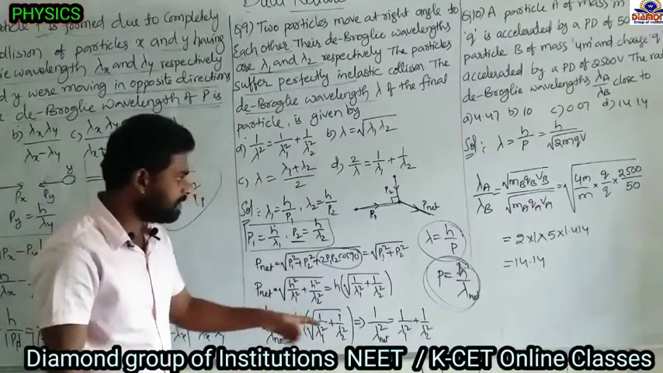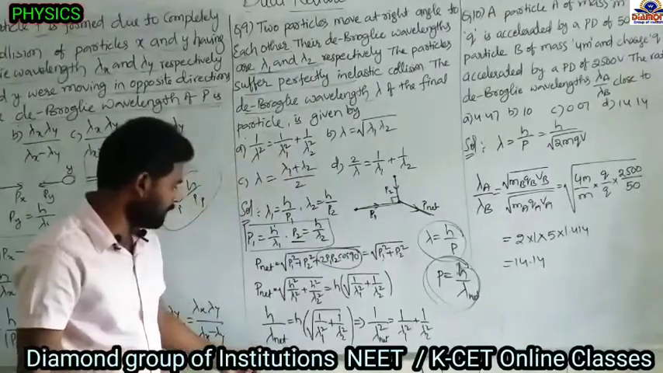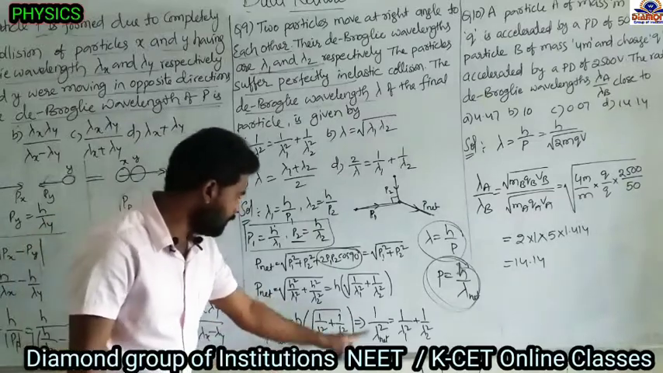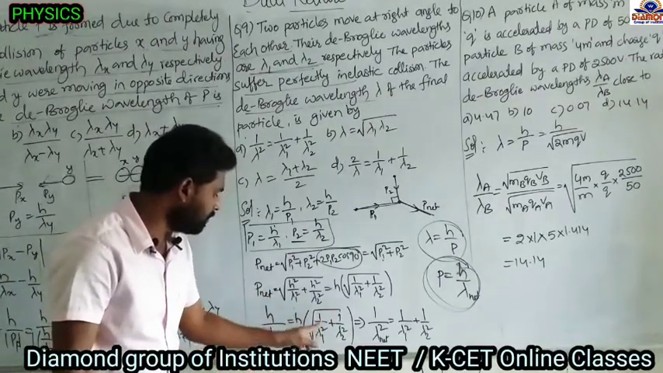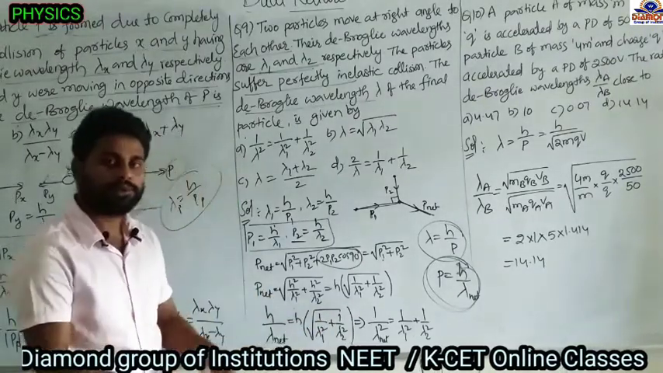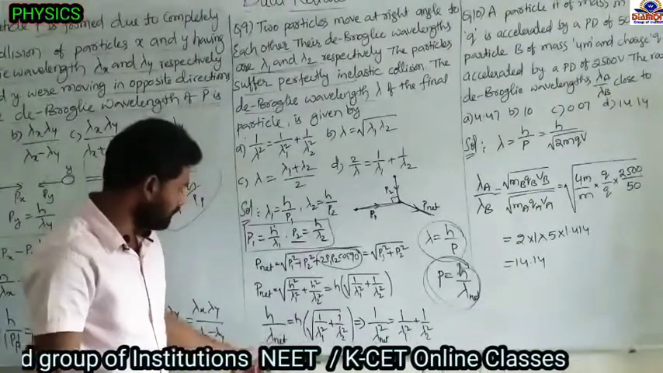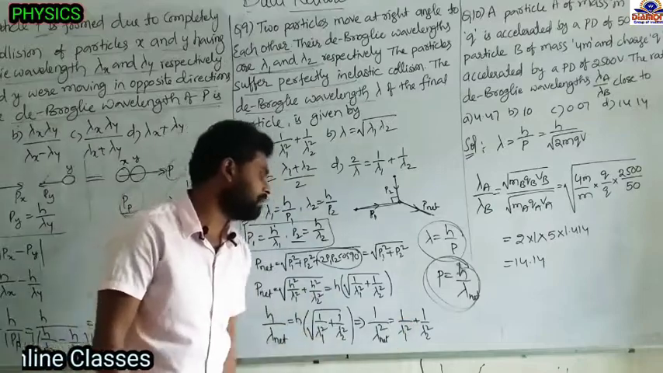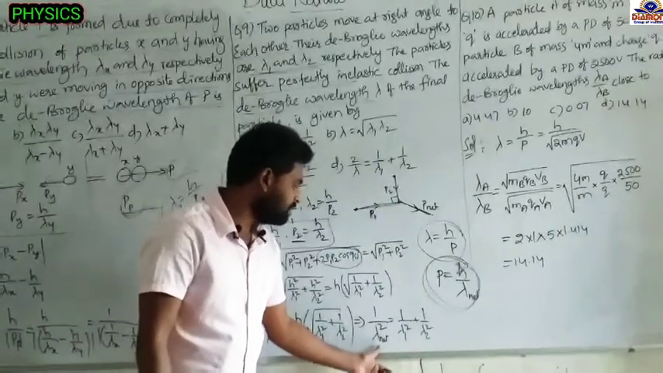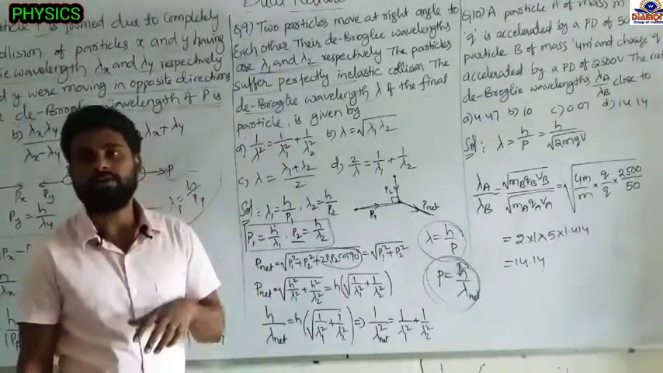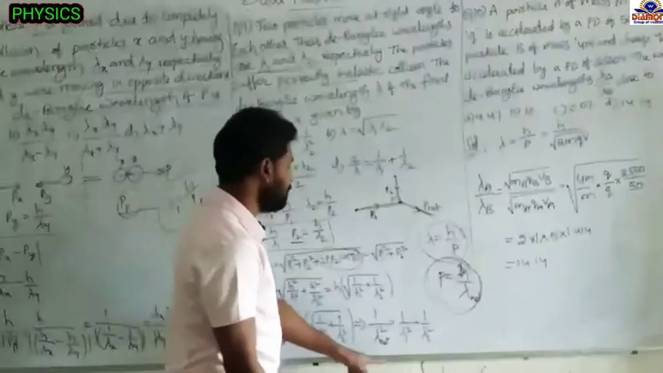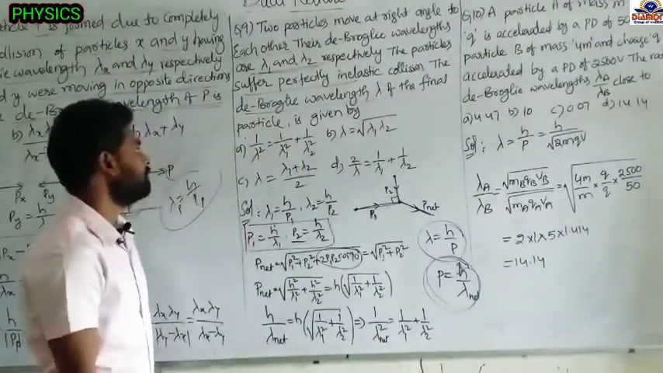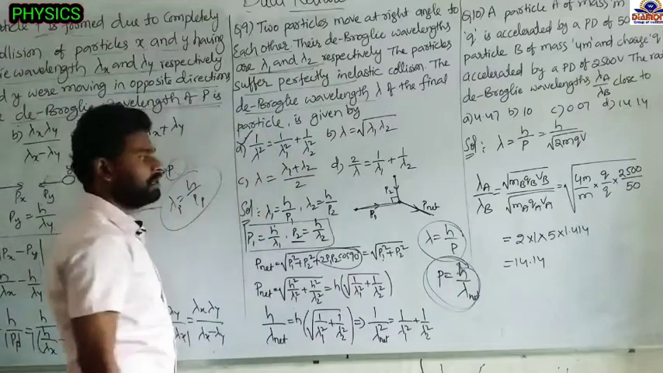So in place of p net we are writing h by lambda net, h will be cancelled, 1 by lambda net equal to square root of 1 by lambda 1 square plus 1 by lambda 2 square. Squaring both sides, the square root will be cancelled. Here 1 by lambda net square equal to 1 by lambda 1 square plus 1 by lambda 2 square. This net wavelength is nothing but the wavelength of the particle after the collision. A option is the right answer.